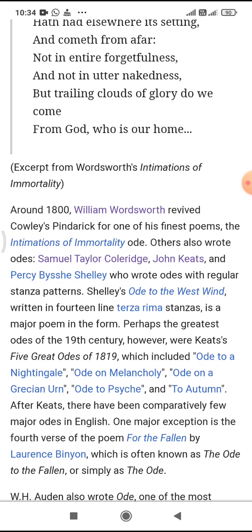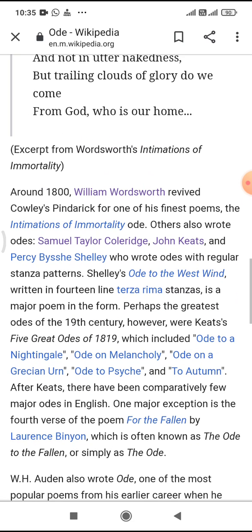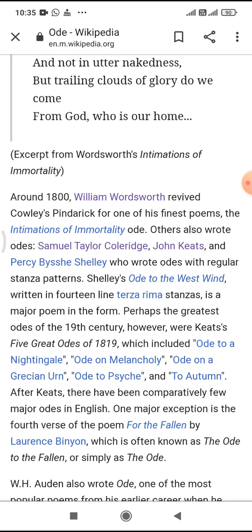After Keats, there have been comparatively few major odes in English. One major exception is the fourth verse of the poem For the Fallen by Laurence Binyon, which is often known as the Ode to the Fallen or simply as the Ode. So this question can be asked: which ode is known as the Ode only? The answer is the Ode to the Fallen, written by Laurence Binyon.